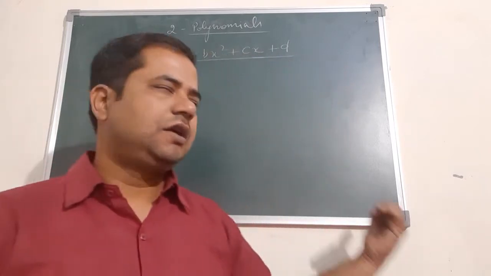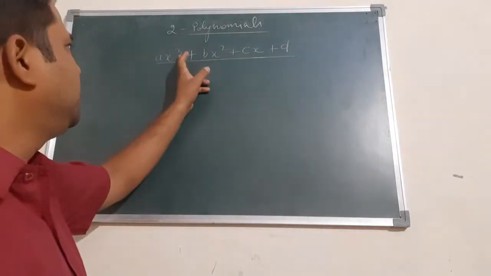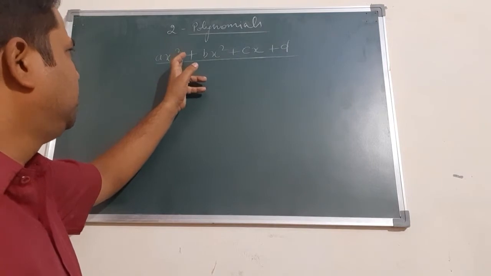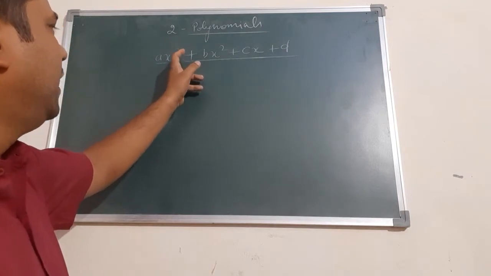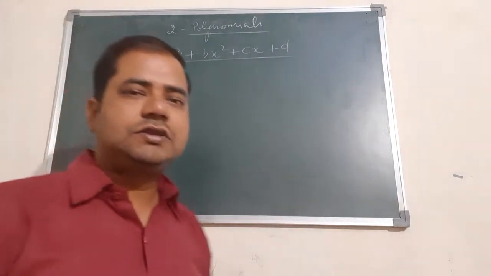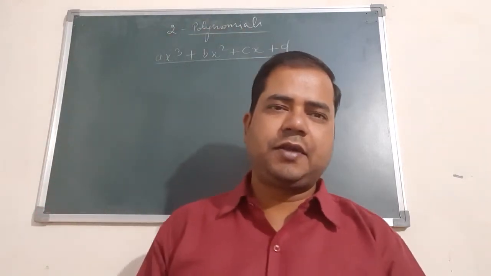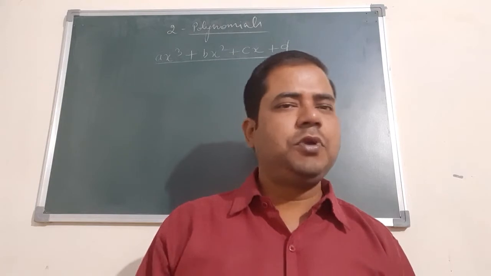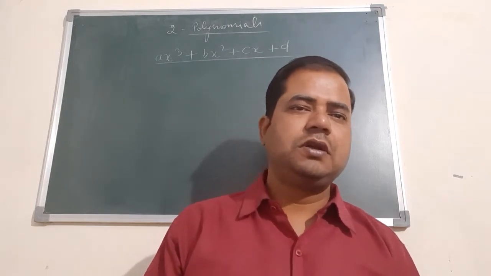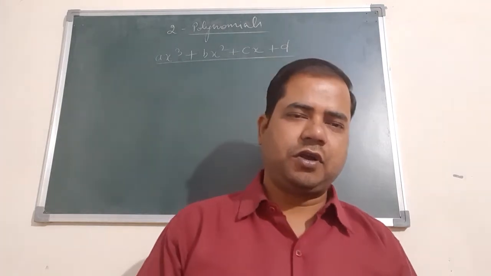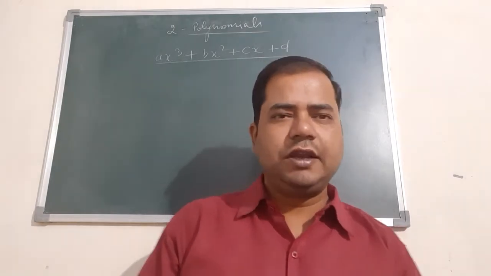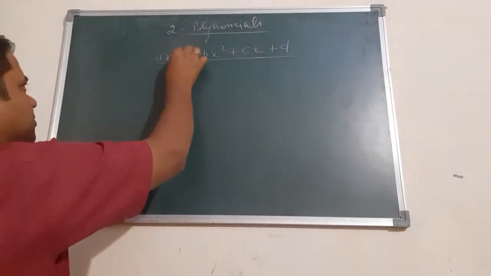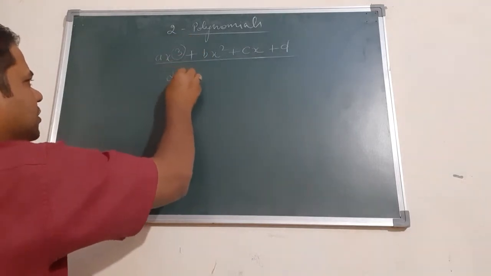As well as, if the power, that is the degree of the polynomial, is 0, that is a constant polynomial, and if the degree is 2, this is known as a quadratic polynomial. If the degree is 3, this is known as a cubic polynomial. If the degree is 4, then a biquadratic polynomial. So now my question is, what is the degree of this polynomial? This polynomial has degree 3.